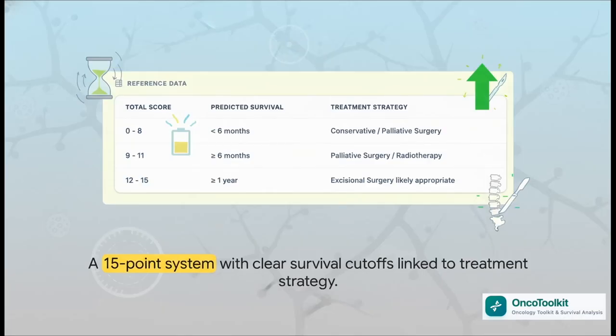And right here, you can see what makes it so useful in practice. The score directly maps to a treatment strategy. A low score, 0 to 8, suggests survival is less than 6 months, so you're leaning towards conservative or palliative surgery. If you're in that middle range, 9 to 11, you're looking at a prediction of at least 6 months, so palliative surgery or radiation is on the table. But a high score, 12 to 15, indicates a predicted survival of over a year. And that is the patient who's a strong candidate for definitive excisional surgery.